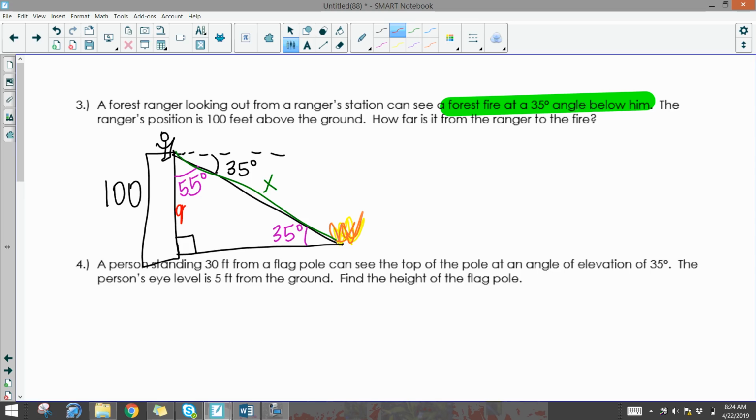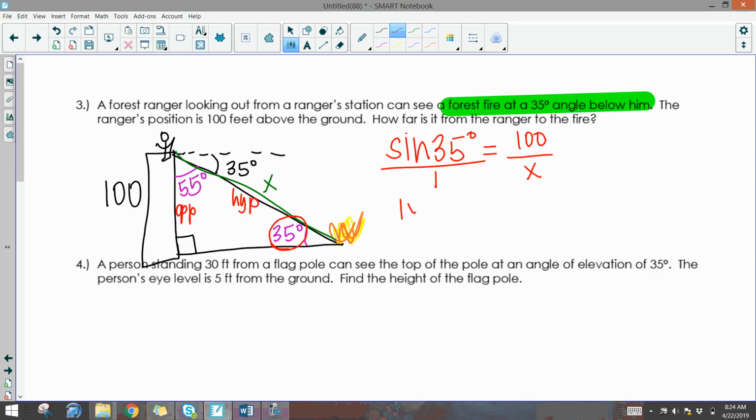So this is opposite, and this is the hypotenuse because I'm using this angle. So I have sine of 35 degrees equals opposite over hypotenuse. Again, like the last one, you have to throw that over 1. And when you cross multiply, you have 100 equals sine of 35 times x. So you divide both sides by sine of 35.